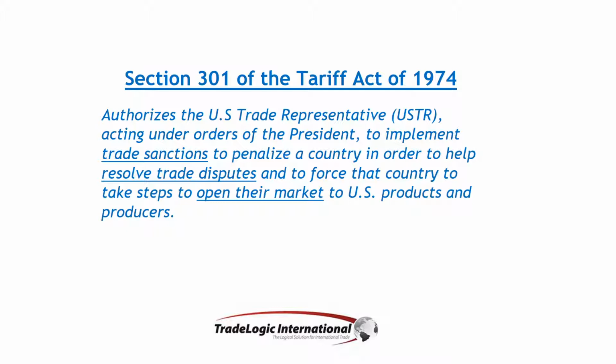So why are these additional tariffs being assessed? Section 301 of the Tariff Act of 1974 authorizes the U.S. Trade Representative, acting under orders of the President, to implement trade sanctions to penalize a country in order to help resolve trade disputes and to force that country to take steps to open their market to U.S. products and producers.